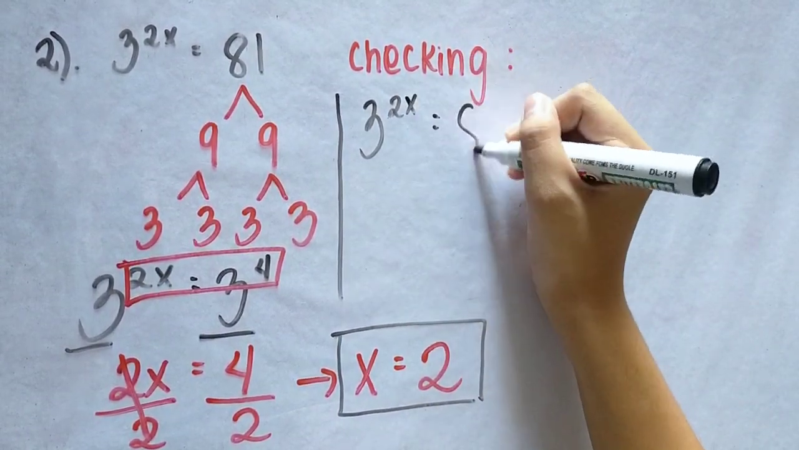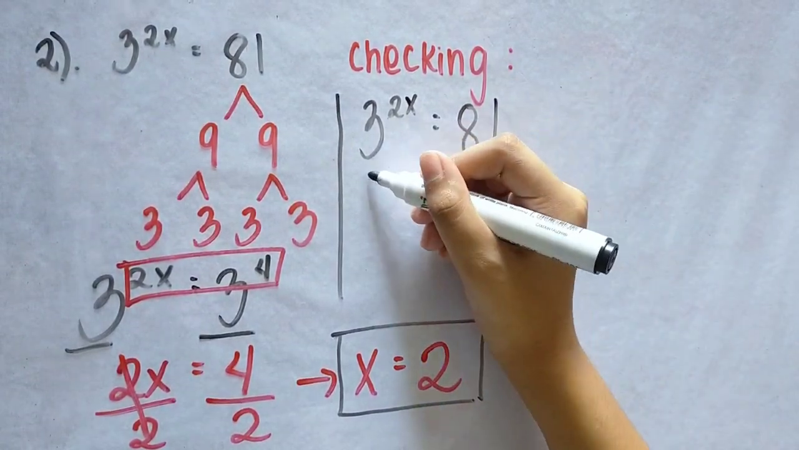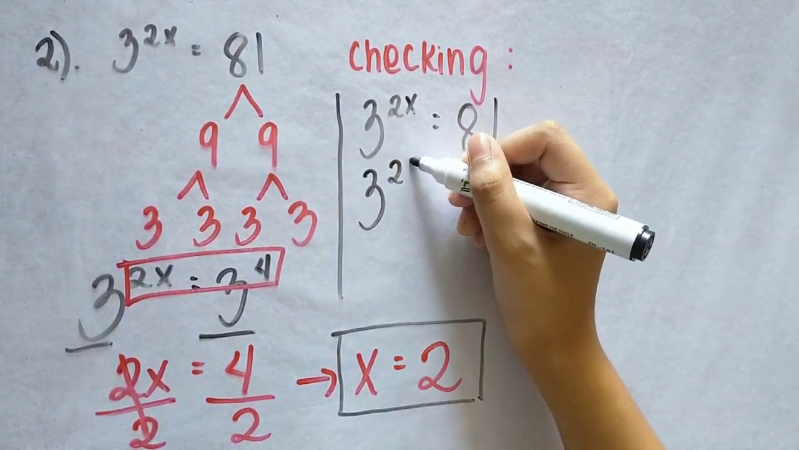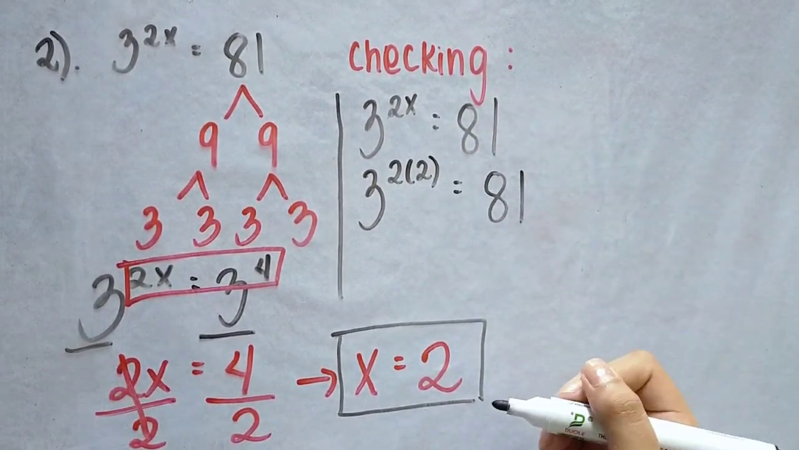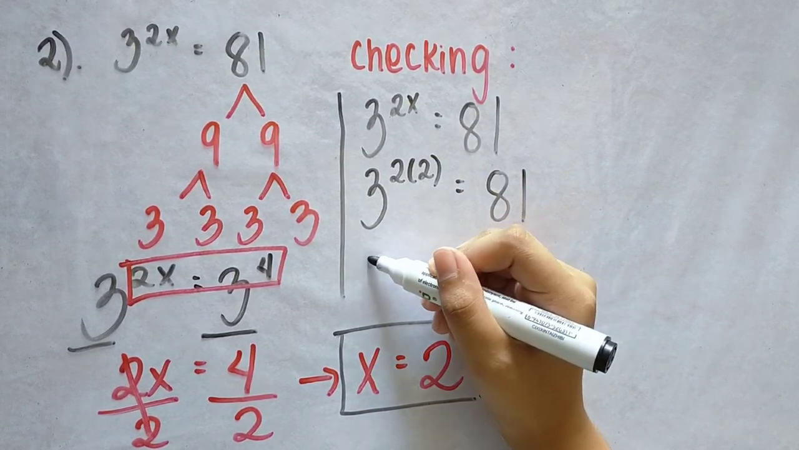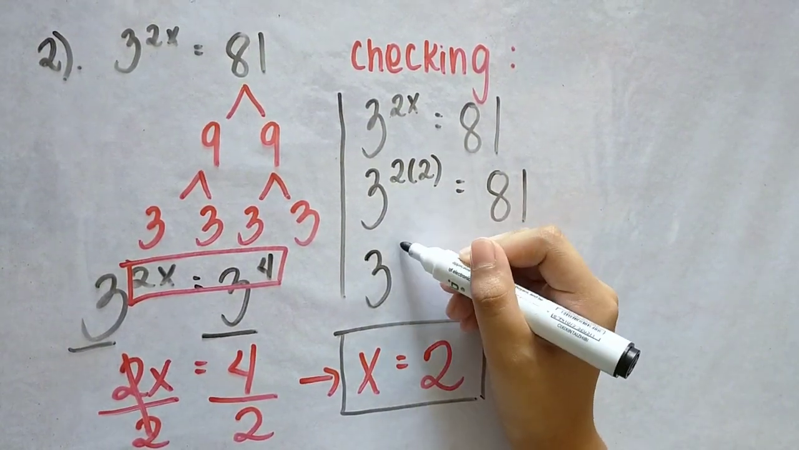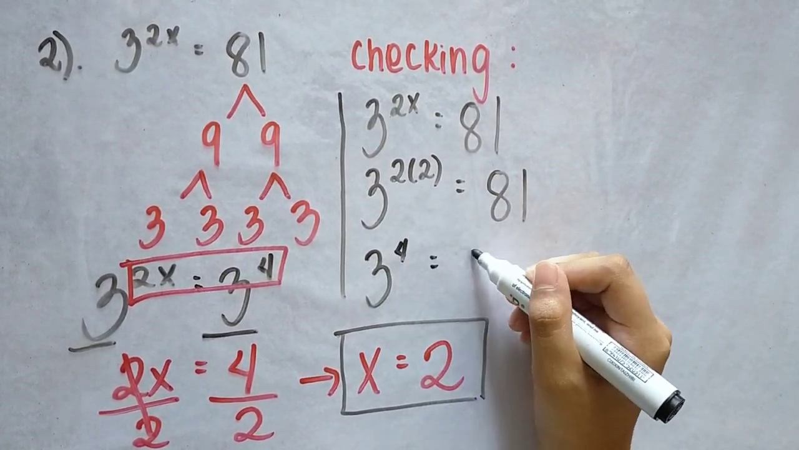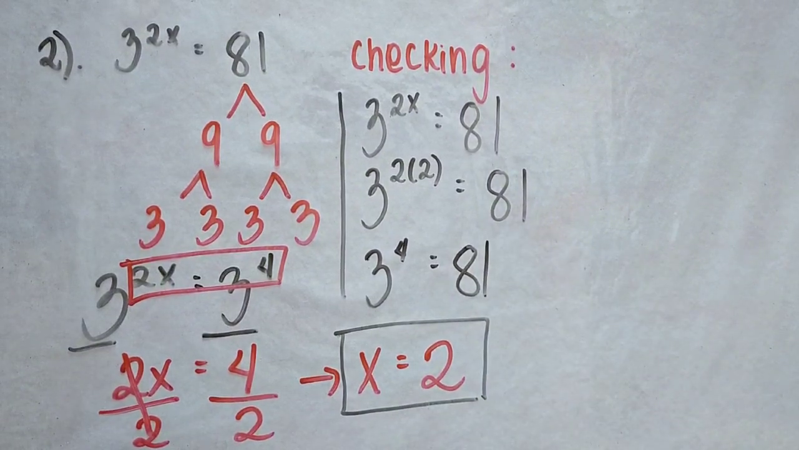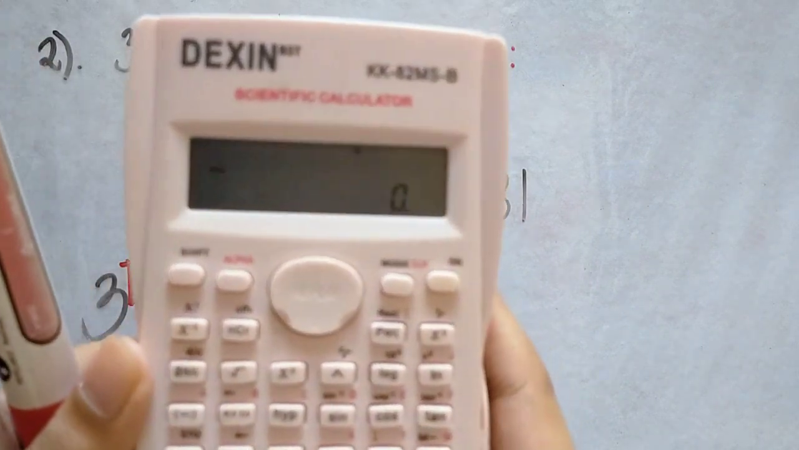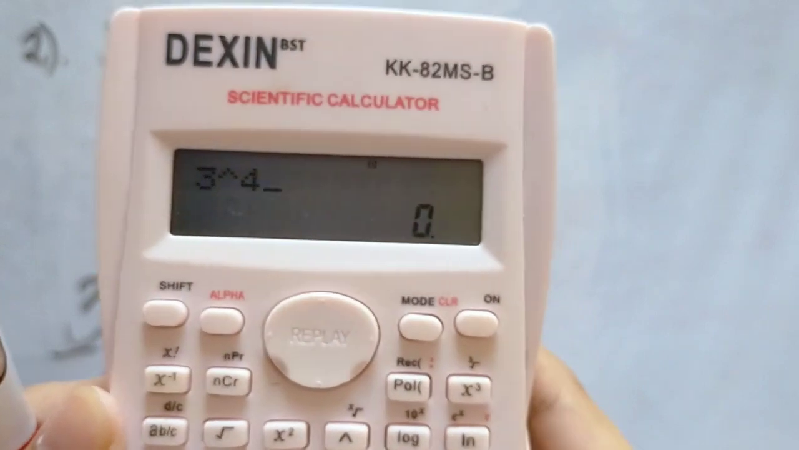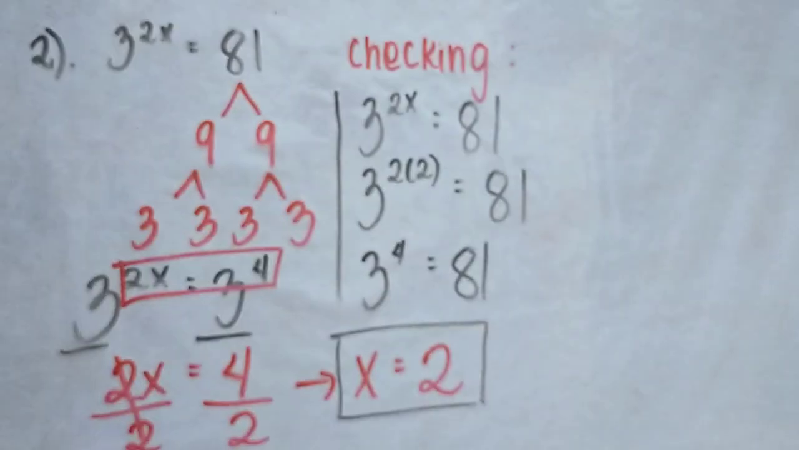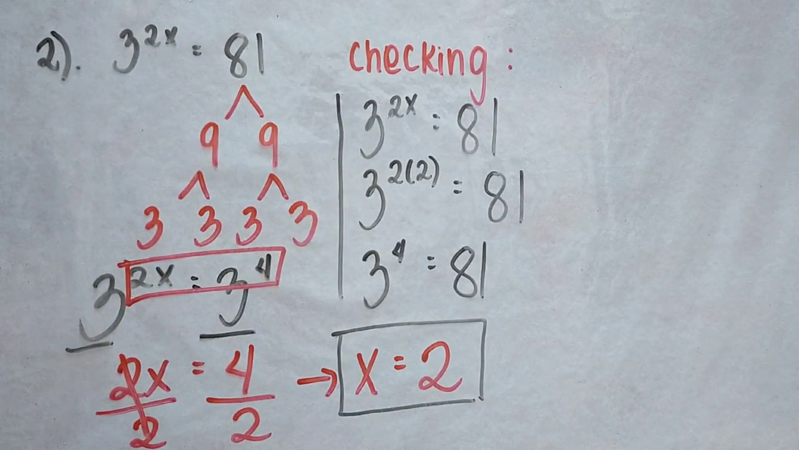2x is equals to 81. Pag pinalitan natin yan ng 2, 3 is equals to 81. So, 2 times 2 is equals to 4. So, lalagay natin sa exponent is 4. Now, kunin ulit natin yung ating calculator and let's see kung tama ba. 3 raised to 4 is equals to 81. So, tama na naman yung nakuha nating sagot.